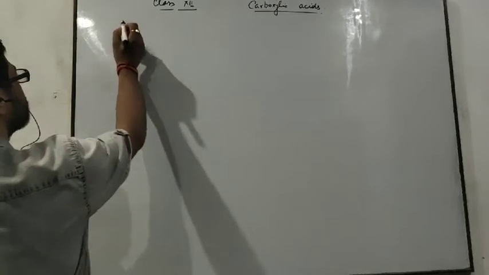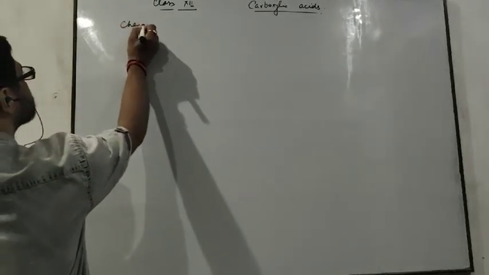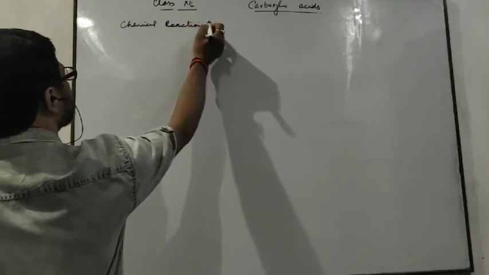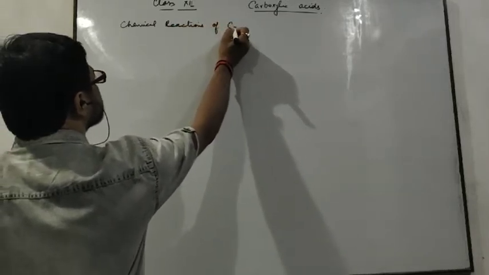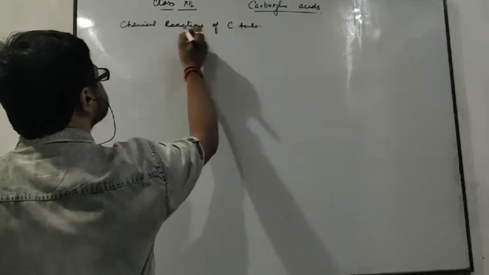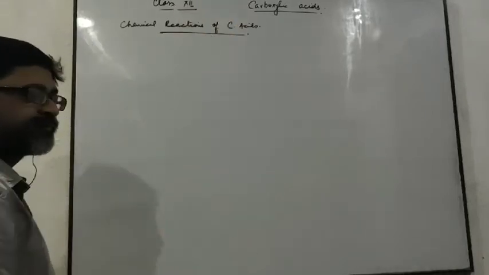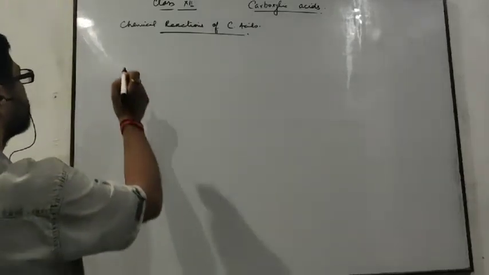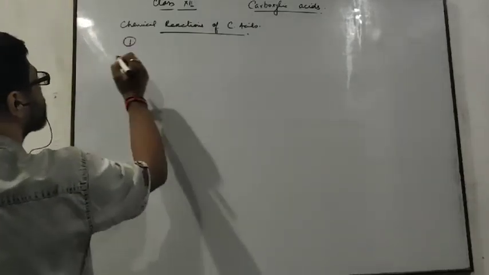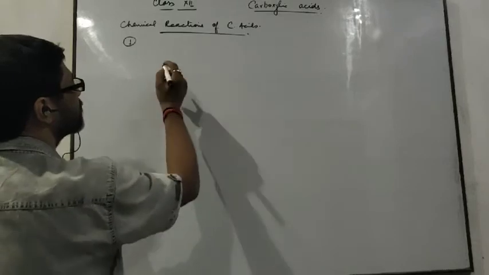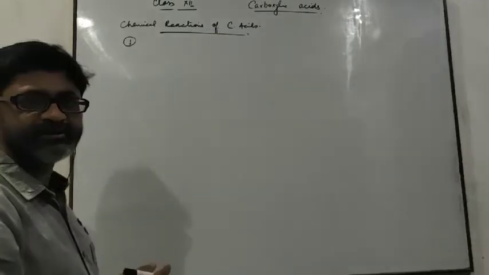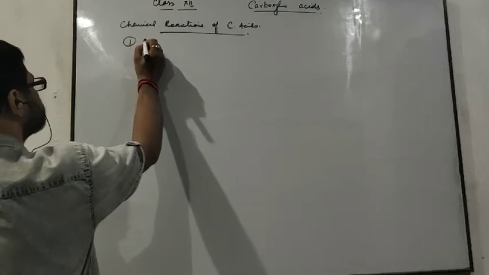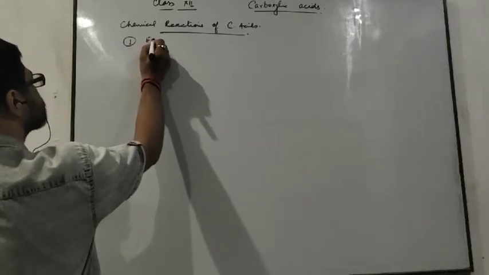Now I am going to continue with some chemical reactions given by carboxylic acids. Which type of chemical reactions are shown by carboxylic acids? In this topic, I am discussing a few chemical reactions which are shown by carboxylic acids, and the first one is esterification.